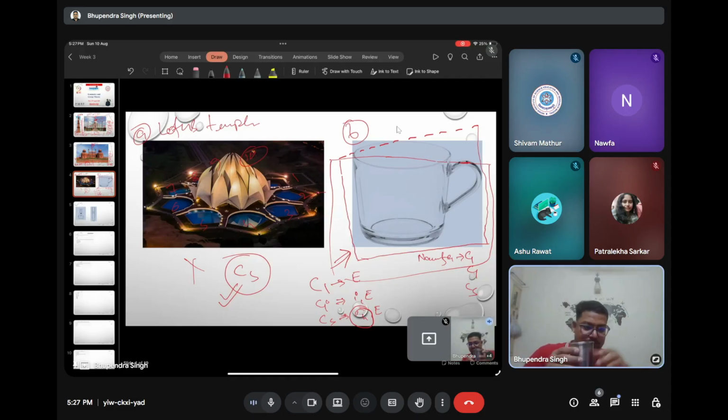Now try to pass an imaginary plane in between, from here. It will bisect half the cup here and here, and this is also bisecting the handle of the cup in two parts. So now tell me, is sigma s present or not?